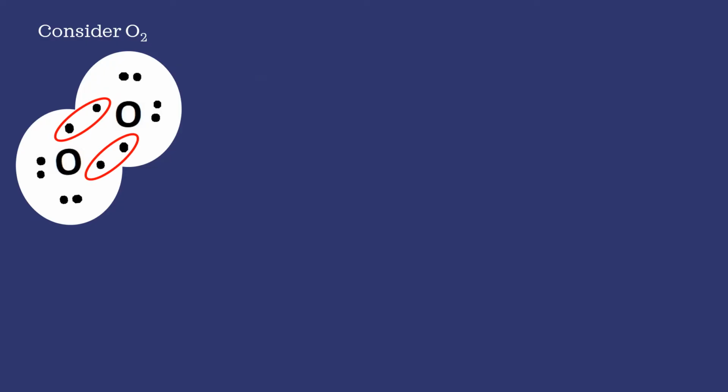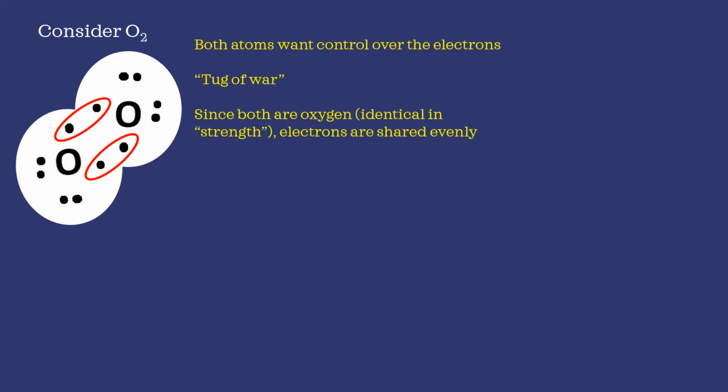This creates a tug of war between equally matched competitors. Both are oxygen, so they have identical strength, an identical tug on these electrons. The result is that these electrons are shared exactly evenly. Electrons involved in these bonds are as likely to be found near one atom as they are to be found near the other.